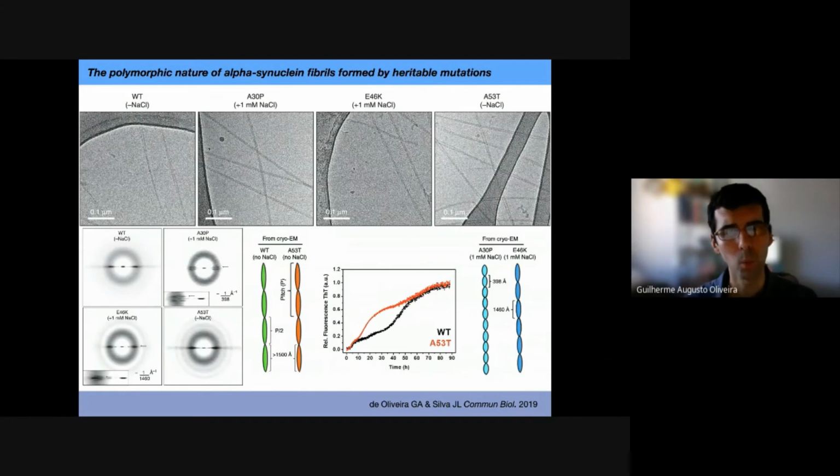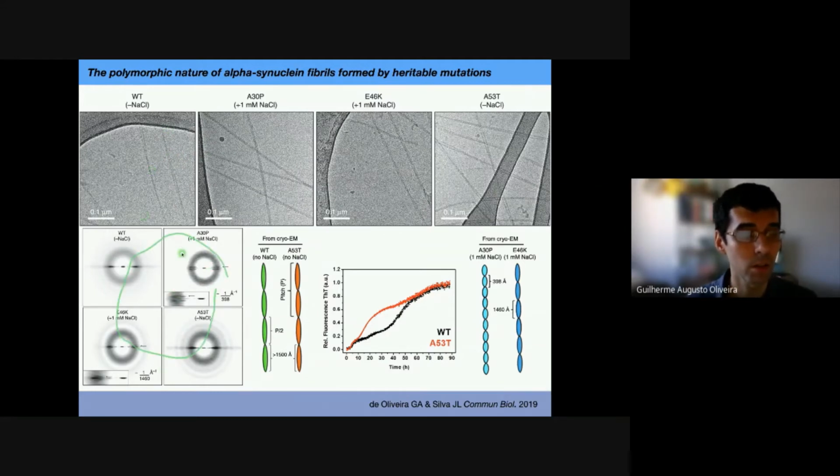And these are frozen hydrated micrographs. So what we can do with that is extract these filaments, align the filaments, and from the aligned filaments, we generate a power spectrum that is just the Fourier transform of the real space micrograph, and we get something like this.